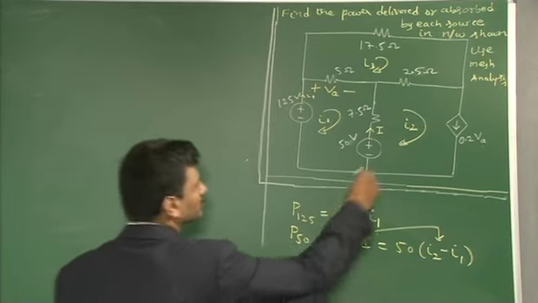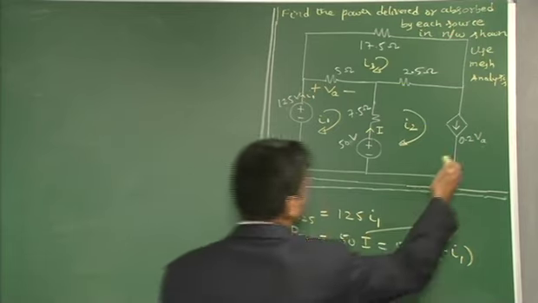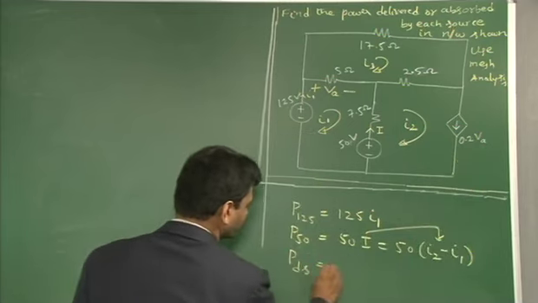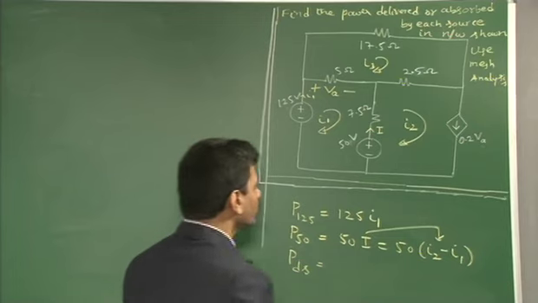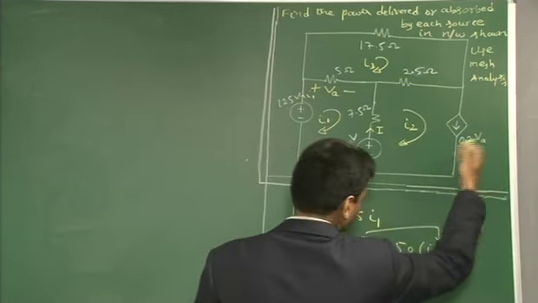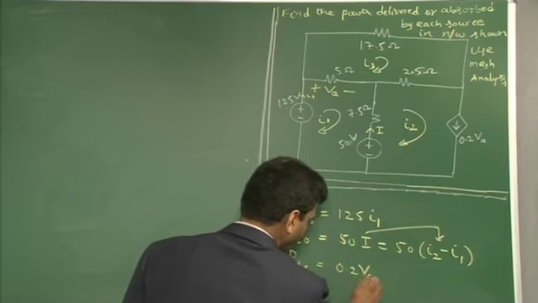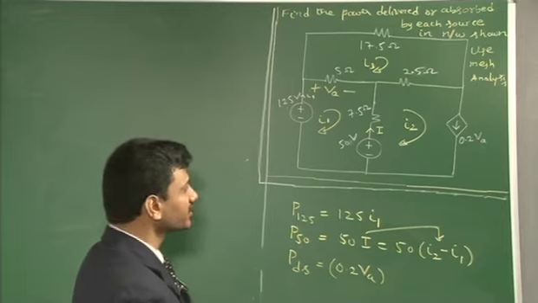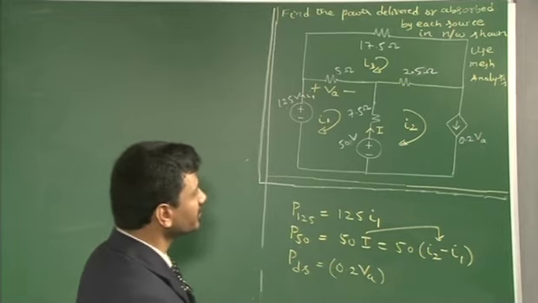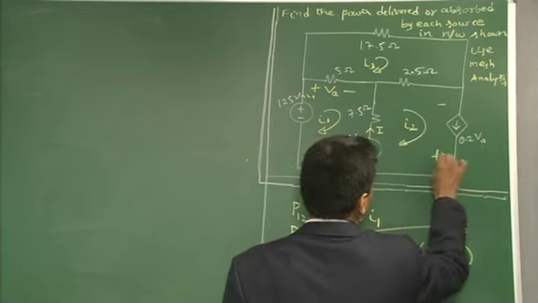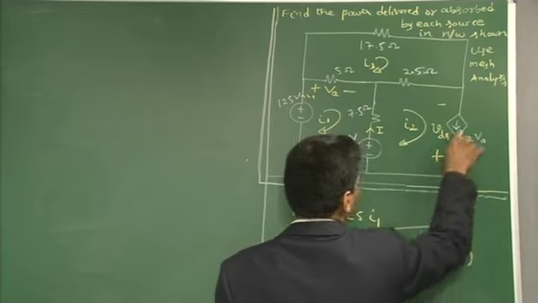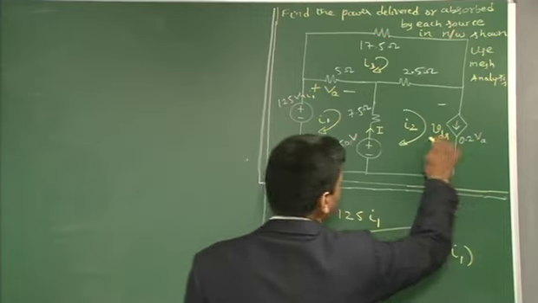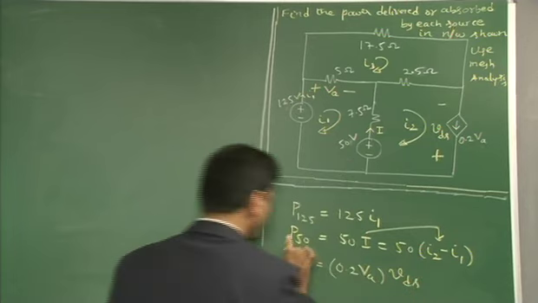Now coming to the power delivered by this current source, I will write it as PDS, indicative of the power delivered by the dependent source. I need to know the current source value. It is 0.2 VA, multiplied by the voltage drop across the current source, which has positive polarity coinciding with the arrowhead. So this is the voltage drop VDS, and 0.2 VA multiplied by VDS is actually PDS.